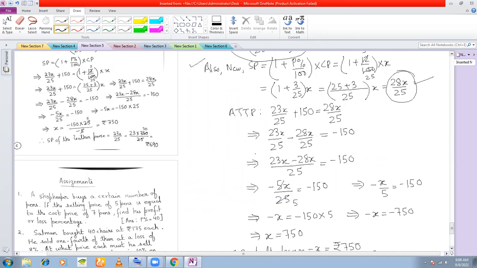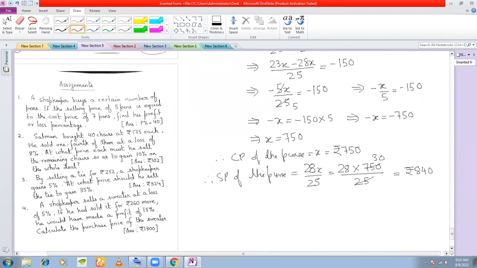Now here, if you see, there's a small mistake that I have made. This should be 28x by 25, not 23x by 25. That is why I got 690. So this is wrong. This is the right answer: rupees 840.